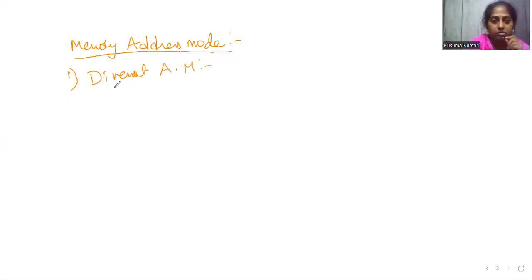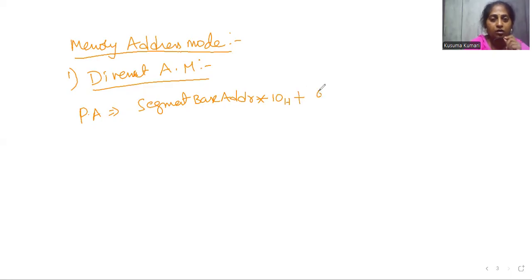Direct addressing. Already in the memory segmentation, we have discussed that the memory location is identified by a physical address. Physical address is nothing but segment base address into 10 hexa plus offset or effective address. This is the physical address.